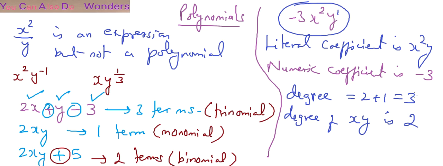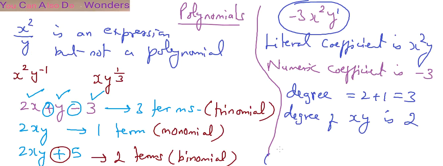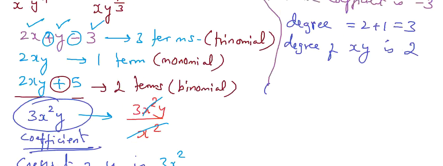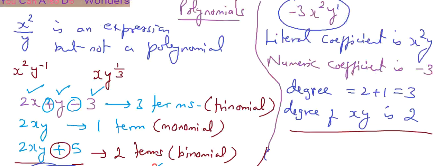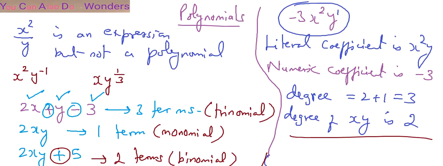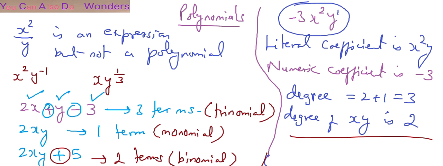So just like based on the number of terms, polynomials are classified as monomial, binomial, trinomial. Based on the degree, polynomials are classified as linear, quadratic, and cubic. Okay, before that, suppose it has only one term, monomial. Suppose let's consider a polynomial with two terms.